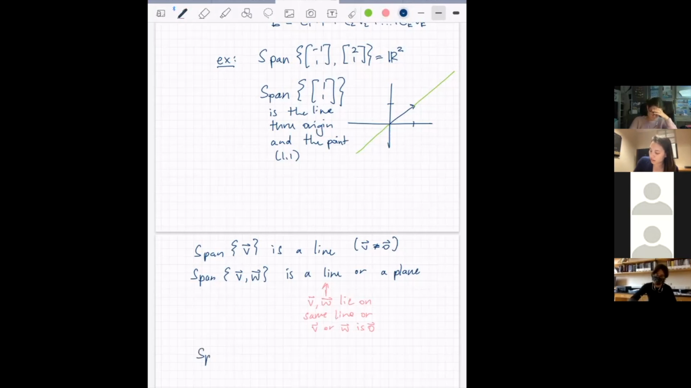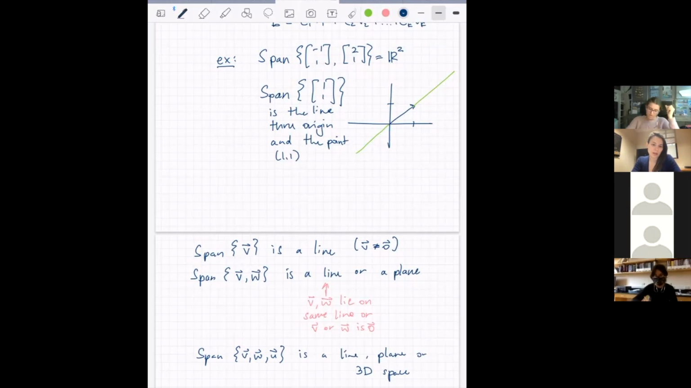And then if you take, let's say v, w, and u, so if you take 3 vectors, you could get a line, a plane, or a 3-dimensional space. Line, plane, or 3D space. Right? And then you can continue this on. Okay. Let's see. K denotes number of vectors. Yeah, exactly. It's just for listing out the number of vectors.